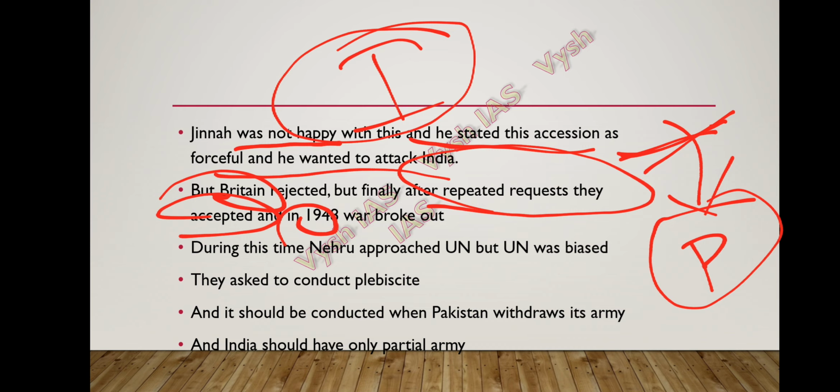But during this time, Nehru was an idealist. He thought that if he went to the UN, he would get some kind of justice, because the UN is a body which aims for peace. So the UN would definitely give the judgment in favor of India, because India had no problem from its side. But what the UN did is, the UN supported neither Pakistan nor India, but it was more favorable to Pakistan.